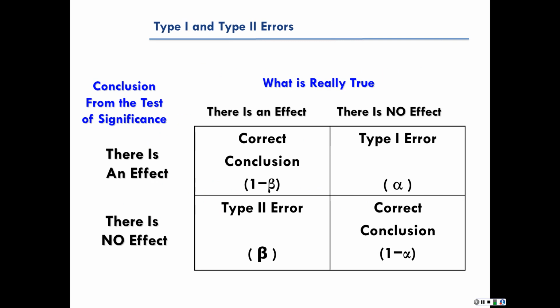So here is a way of thinking about type 1 and type 2 errors in a schematic. You can see we have what is really true in blue, and so in the two columns there's either an effect or there's not an effect, and then in the rows the conclusion from our test of significance, where we conclude that there's an effect or conclude that there's no effect. So if there is actually an effect in reality and we conclude there's an effect, then we've reached a correct conclusion.